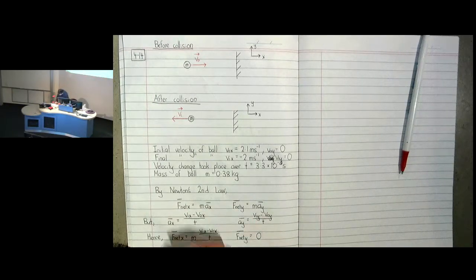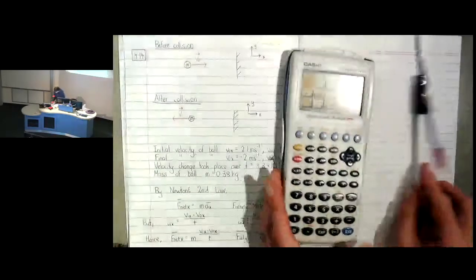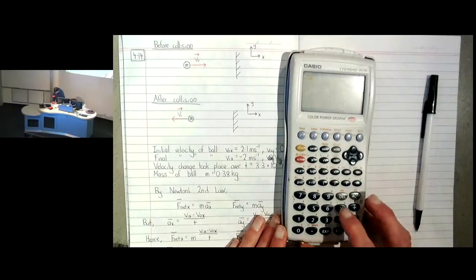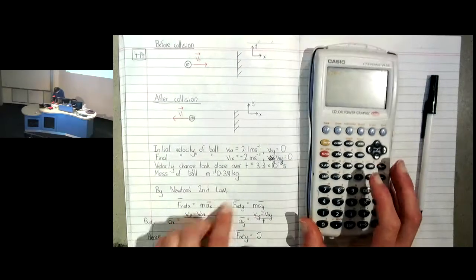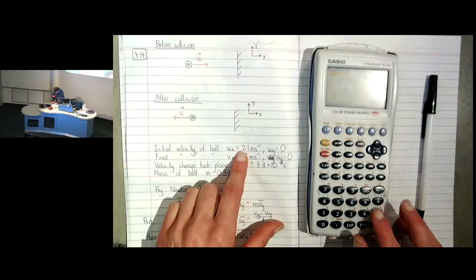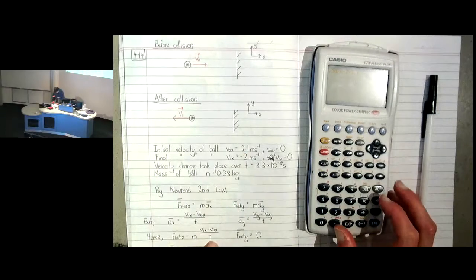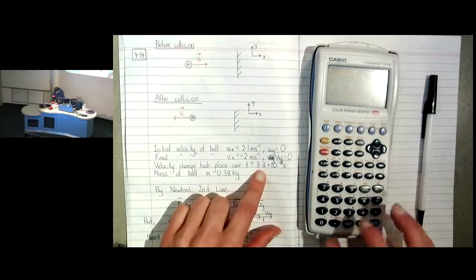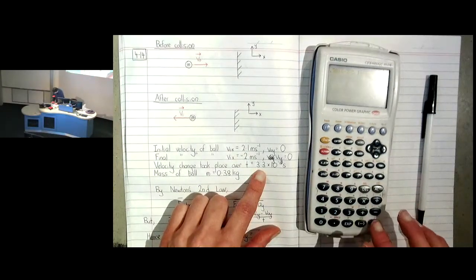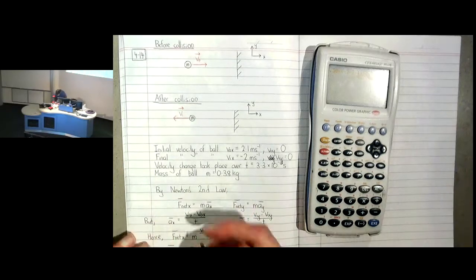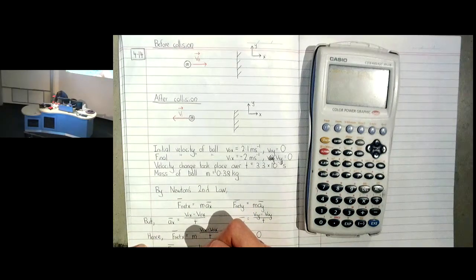And so the average net force in the x direction then is equal to the mass of the ball, which was 0.38 kilograms, multiplied by minus 2, minus 2.1, and then divided by the time over which that took place, and I get minus 472 newtons.